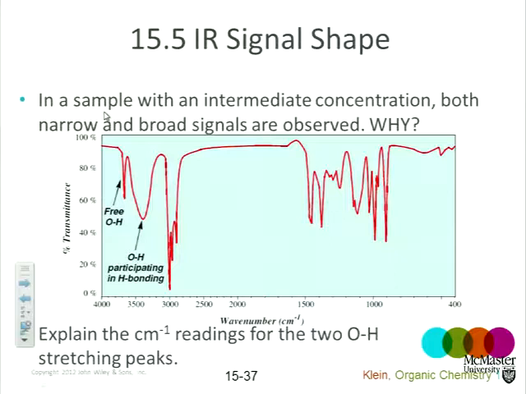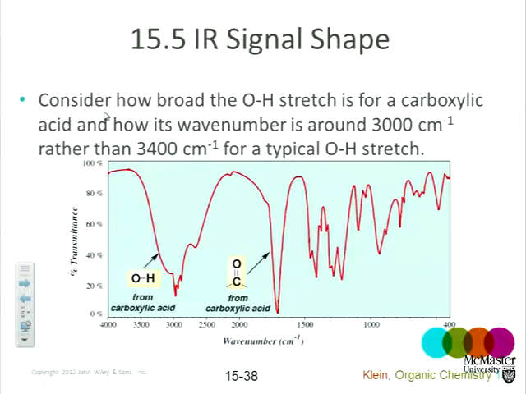Okay, so this can actually tell us about concentration, for those who care. OH participating in hydrogen bonding, you see there it's broad. At some concentrations, the molecules don't form OH hydrogen bonds, and we get sharp signals and so on and so forth. Carboxylic acid has an OH bond, very, very broad signal.